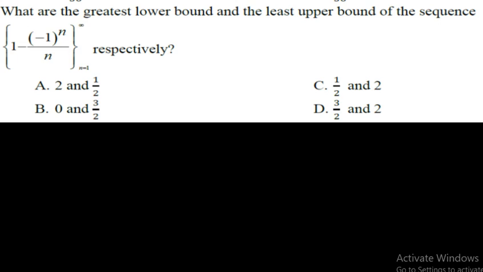The next question says, what are the greatest lower bound and the least upper bound of the sequence here? GLB and LUB, we are asked. GLB means greatest lower bound. Greatest lower bound means you are going to find the greatest outcome of the sequence, and the least upper bound means the smallest of.